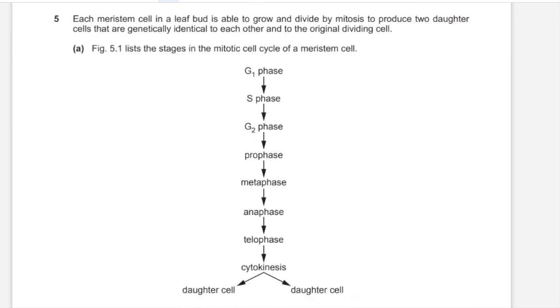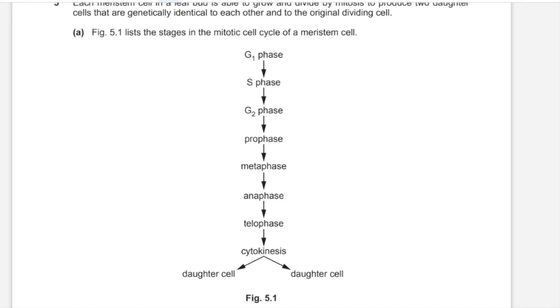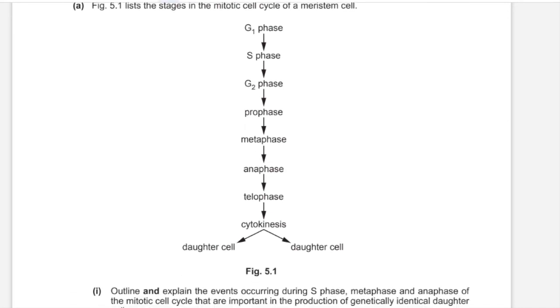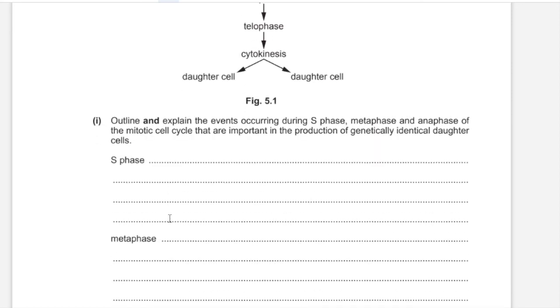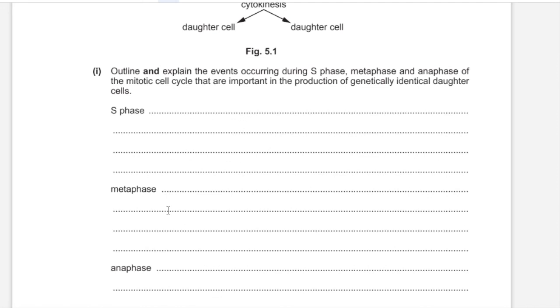Each meristem cell in a leaf bud is able to grow and divide by mitosis to produce two daughter cells that are genetically identical to each other and to the original dividing cell. Figure 5.1 lists the stages in the mitotic cell cycle of a meristem cell. So you go through G1, S phase, G2 phase, and then all of the phases of mitosis and lastly cytokinesis.